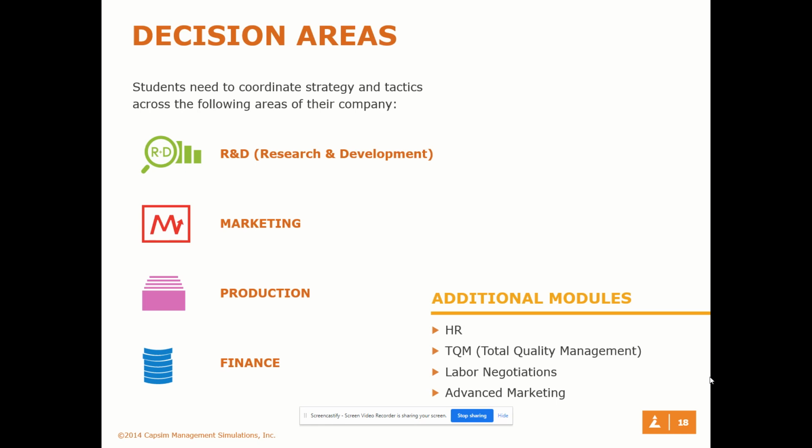Let's talk about the different departments. As you go through the Capstone tutorials, you'll learn more about these. Just kind of want to give you a heads up as we're going through. You're going to need to coordinate the strategies and tactics across all of these areas. So the first one you'll see is research and development, then marketing, then production, then finance. We will be using HR, TQM, and advanced marketing as we go through the simulation.